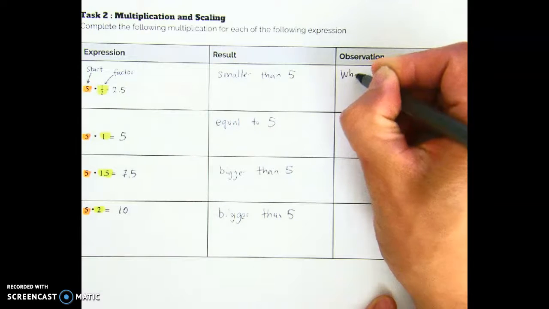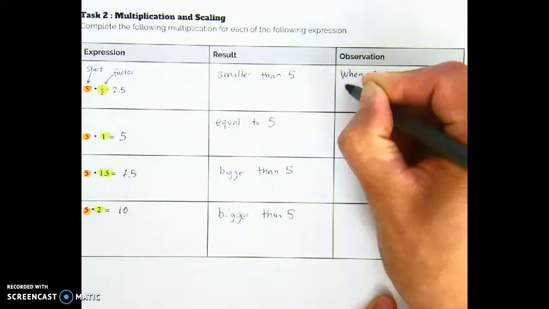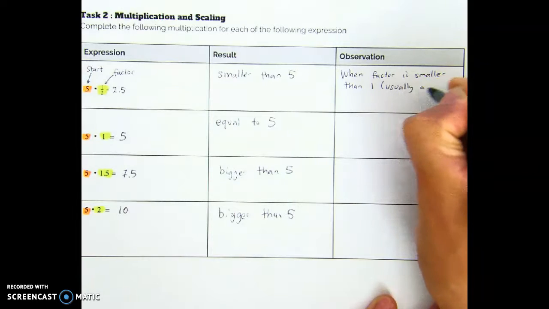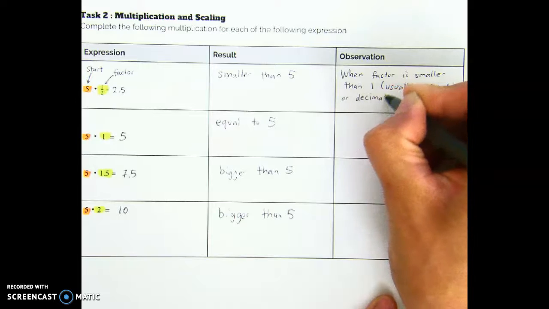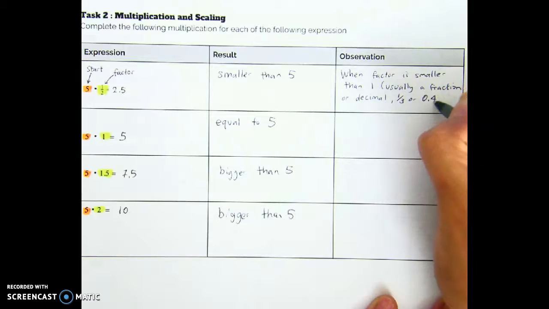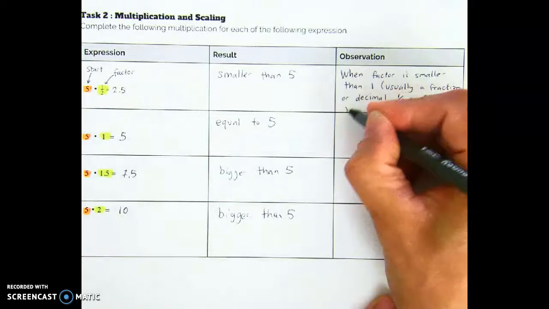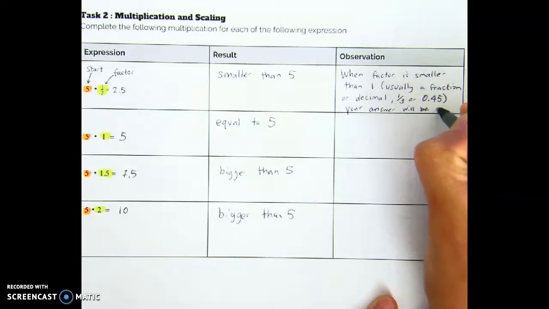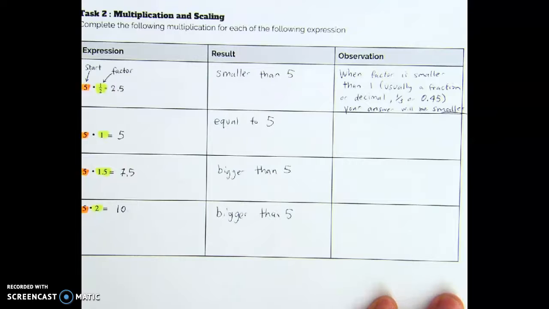So when the factor is smaller than 1, which means it's usually a fraction or a decimal, so that might be like 1/3 or 0.45, when you multiply a factor that is smaller than 1, like these, your answer will be smaller. Okay. I'll pause to make sure everyone has time to write that down.